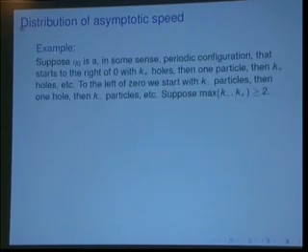So I will give you an example of where we can explicitly calculate the distribution of this random speed. We take a more or less periodic configuration. That means that we start to the right of 0, we take k plus number of holes, then we have one particle, then we have k plus number of holes, then one particle, etc. And to the left, we do something similar, but kind of vice versa. So we take k minus 1 particles to the left, then one hole, then k minus 1 particles, then one hole, etc.